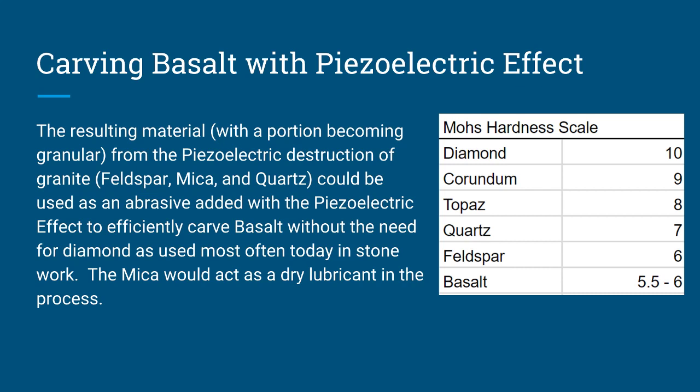But if we're using the piezoelectric effect to erode granite, it gives us leftover components made up of feldspar, mica, and quartz. Quartz basically still has the piezoelectric effect in a smaller granular shape. Feldspar also acts as an abrasive. And the added benefit of having mica within the quartz is that it would act as a dry lubricant, which would make a lot of this work easier as well. So you'd be able to use leftover granite with the piezoelectric effect to work on basalt.